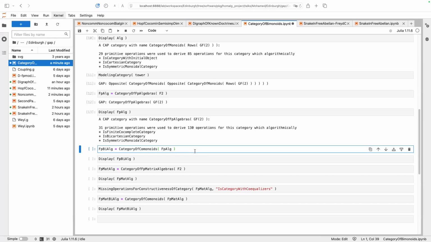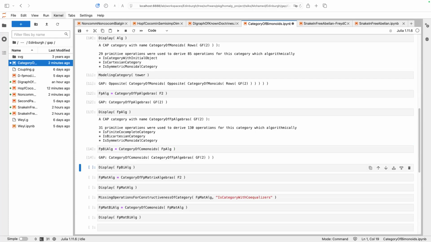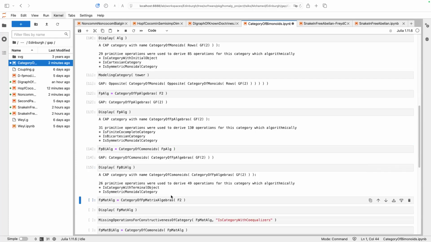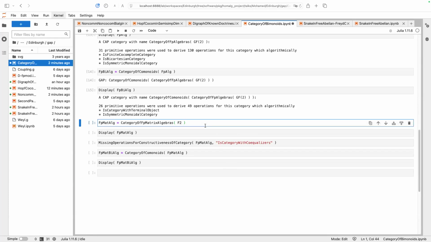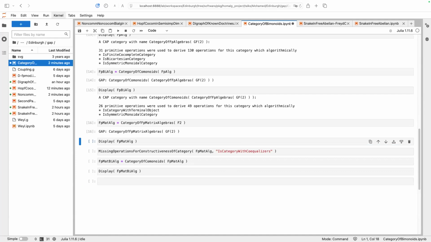And now you cannot internalize, but you can say, I'm now taking the comonoids of the finitely presented algebras, and this is still symmetric monoidal in really an algorithmic way. So everything which is there, everything that you would expect, all algorithms in a symmetric monoidal category should be there. All basic constructions. And this is now the category of finitely presented matrix algebras.